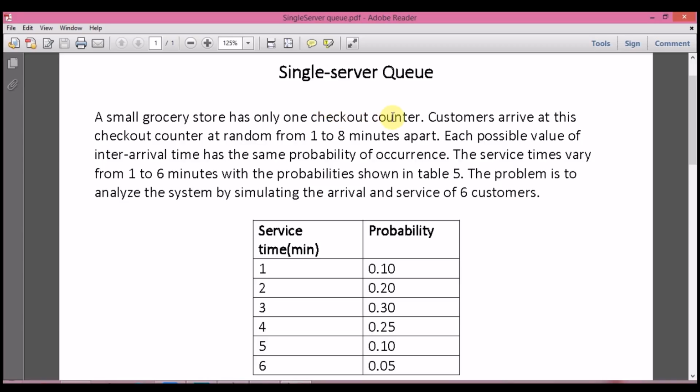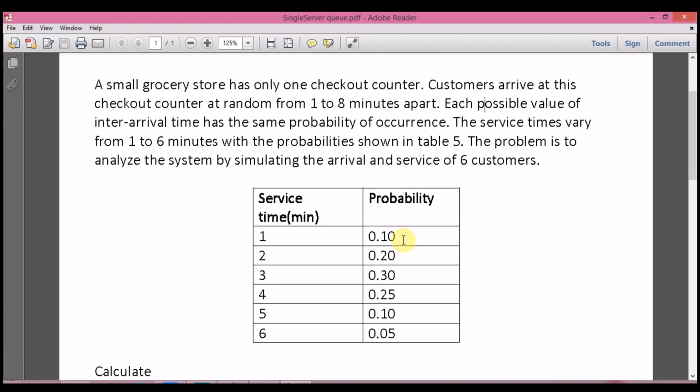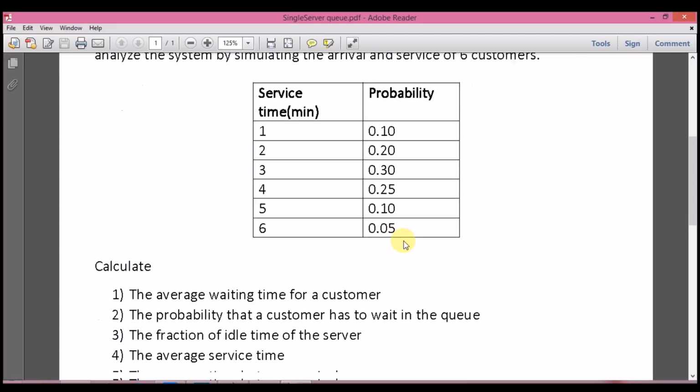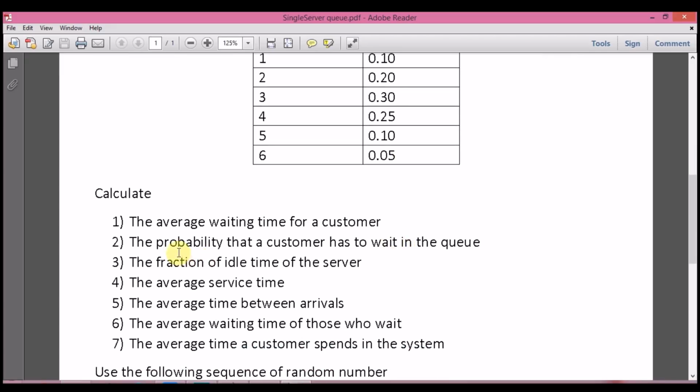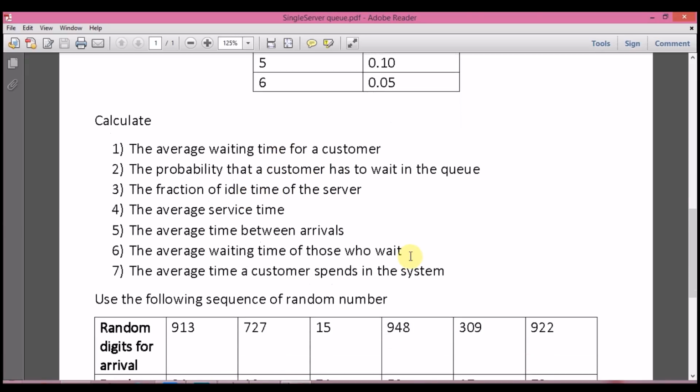So we know that it is a single server queue problem. They've given us the arrival time, that is 1 to 8 minutes, and then they've given us the service time table. And what we have to calculate is these 7 things. So it includes waiting time for a customer, the idle time, service time. So let's look into how we actually proceed.